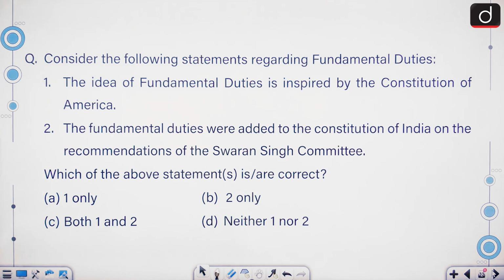Moving on, consider the following statements regarding fundamental duties. The idea of fundamental duties is inspired by the Constitution of America. The fundamental duties were added to the Constitution of India on the recommendations of Financing Committee. As we have to select the correct statement, only the second is correct. B is the correct answer.